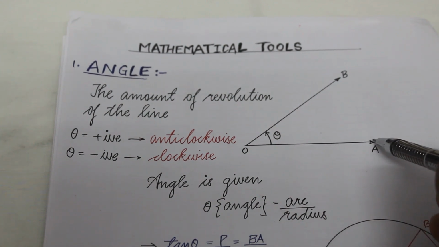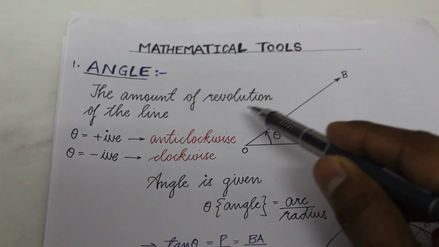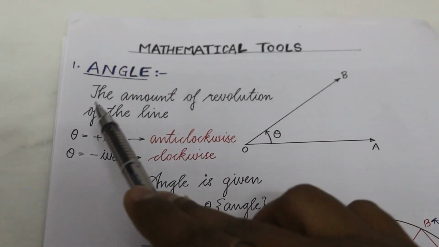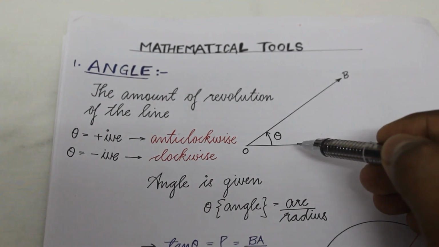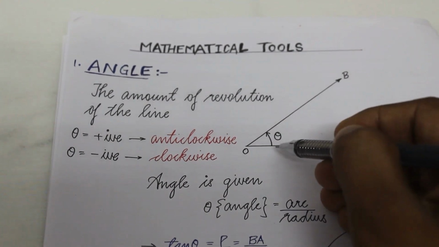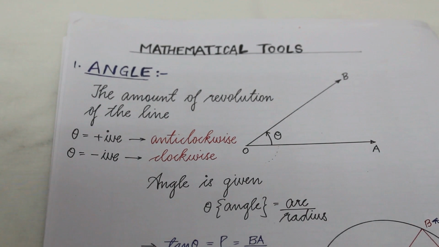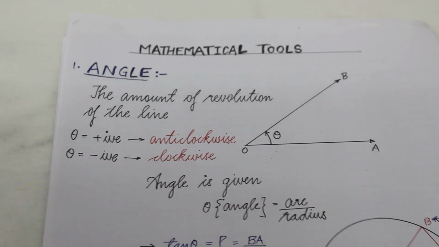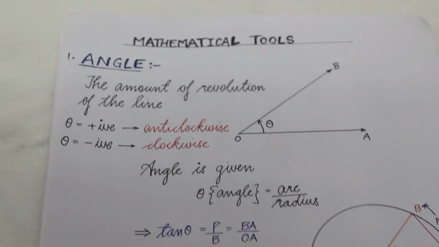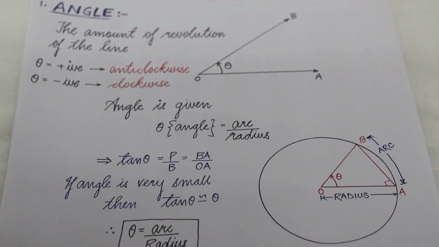Now, if we rotate a line anti-clockwise, then the angle is always taken to be positive, and if it is rotated clockwise in this direction, then it is taken to be negative. So this is basically what an angle is. Now, how to find out the angle?